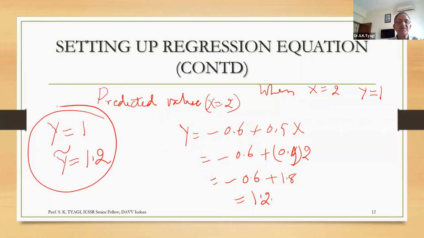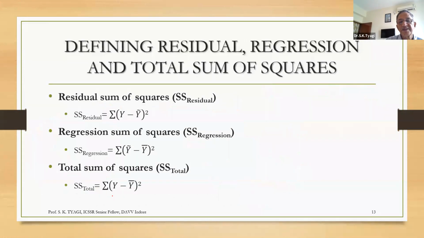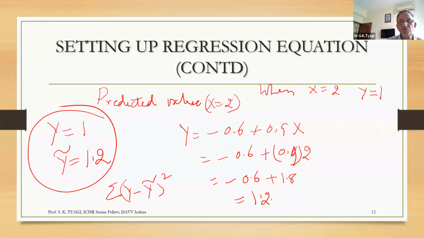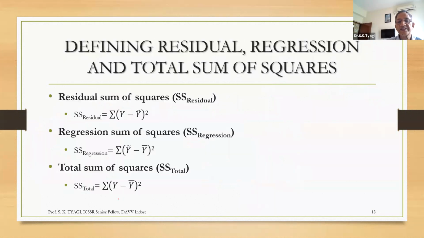So there is a difference between y and y predicted. This is known as residual. In fact, residual is y minus y predicted, but the square of this, and the sum of this, is the residual sum of square. Therefore, SS residual is the sum of y minus y predicted, whole square.